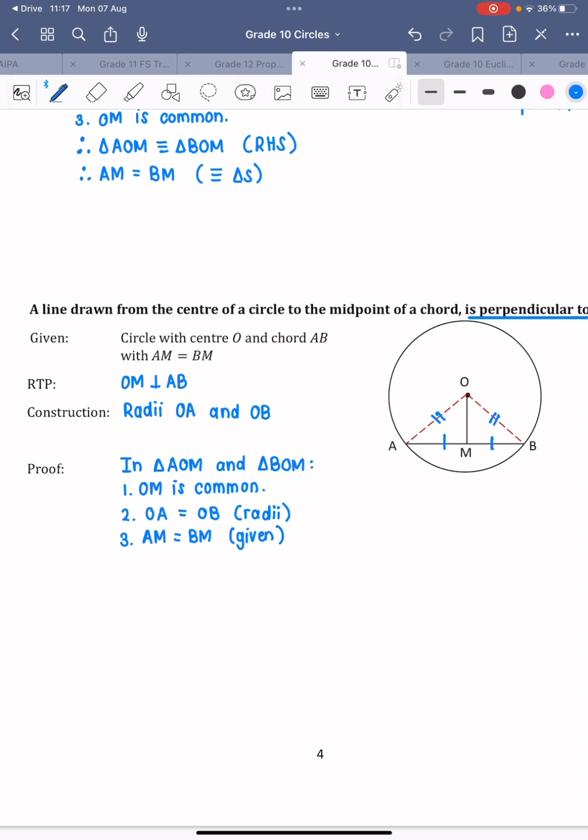If you read through the given information, I didn't actually do that now, but you can see there it was written with AM equal to BM. Okay, so that information was given. Therefore, triangle AOM is congruent to triangle BOM. And the reason now is going to be side, side, side, SSS.